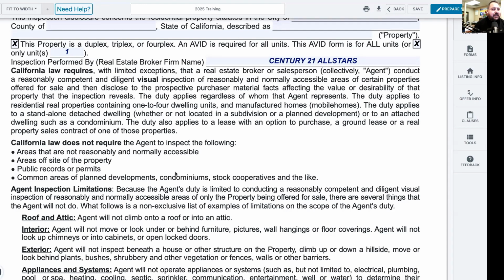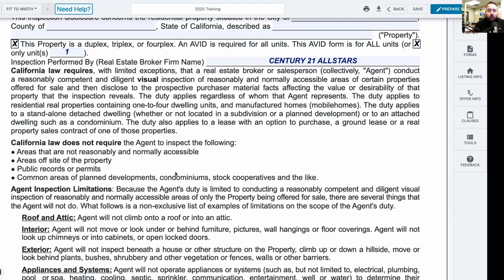It's a reasonably and normally accessible areas. So that means that you're not required to go into the attic. You're not required to go under the house. You're not even required to open and close cabinets. Okay, when I do my visual inspection, I don't have to open a cabinet under a sink. I don't have to peek my head into the attic. I don't have to look under the house and see if I see anything. That's not what a reasonably and normally accessible areas means.